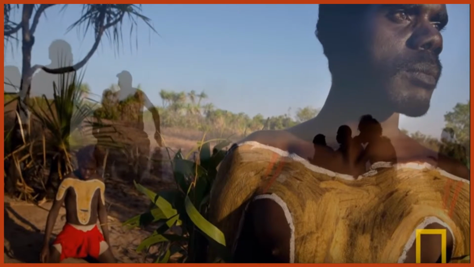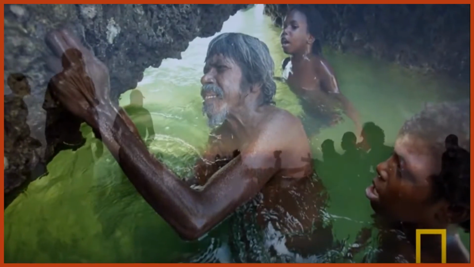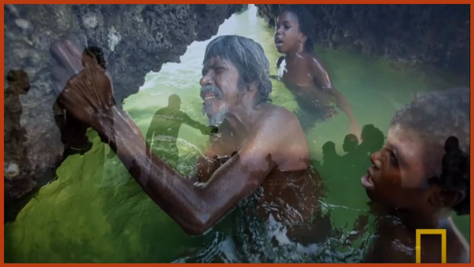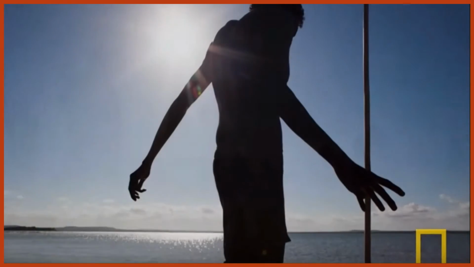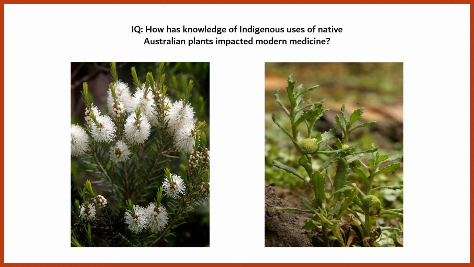For hundreds of years, the Aboriginal and Torres Strait Islander people of Australia have been utilising their knowledge of plants to cure forms of sickness. The rise of technology has forced scientists to discuss how Indigenous uses of native Australian plants has impacted modern medicine. The tea tree plant and old man's weed are two Australian plants whose uses are significant throughout time.